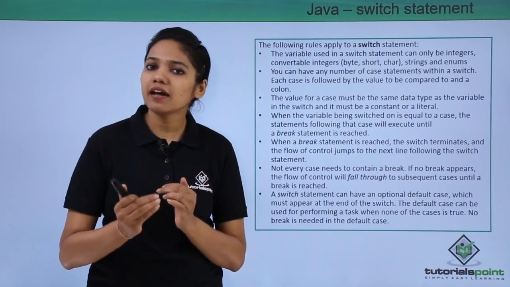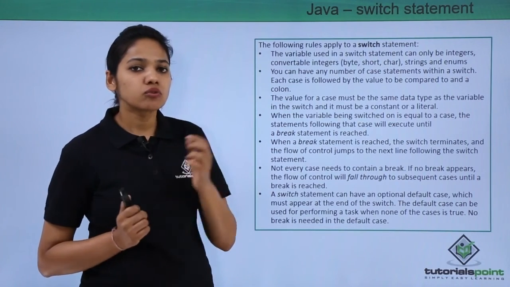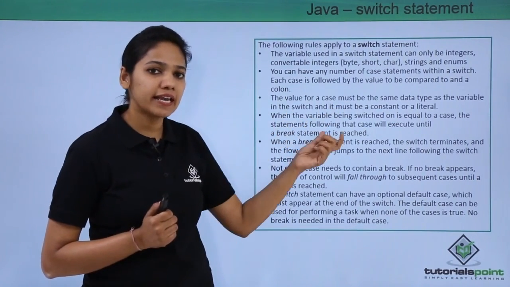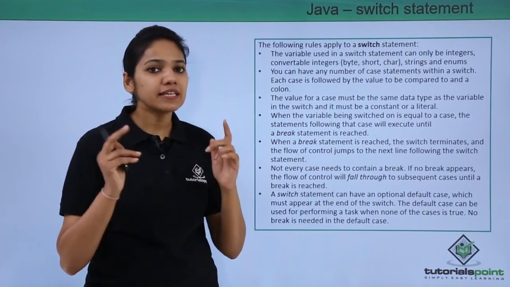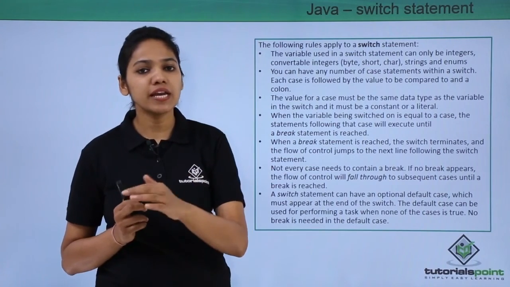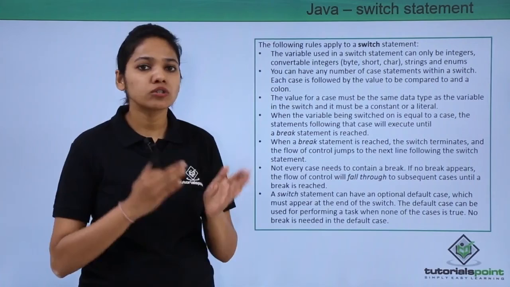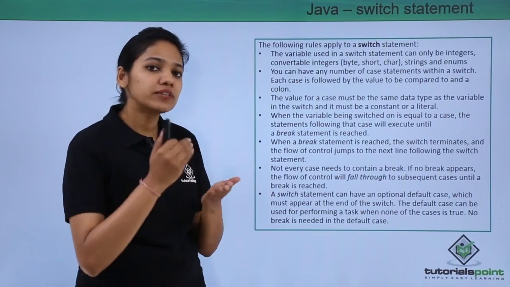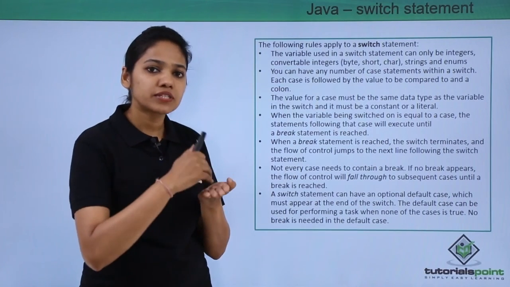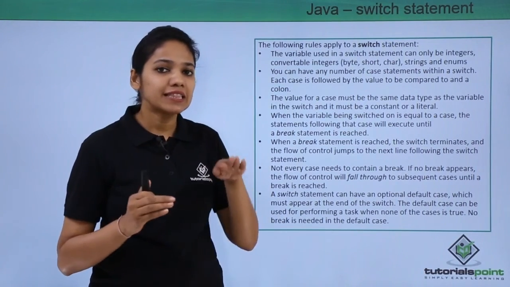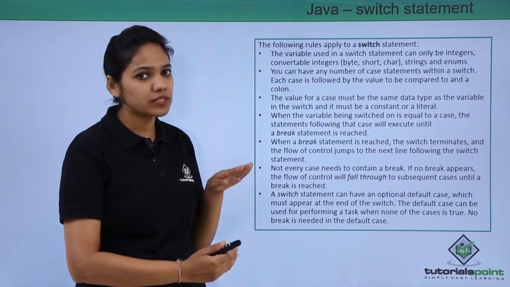Let us again consider our example. We say that the student has obtained a grade B. So first it checks case A, no, it is not satisfied. Then it goes to case B, yes, it is satisfied because the student has obtained B. It will execute and print that the student is very good. If there is a break keyword following this statement, then the control terminates there and it will come outside the switch statement.